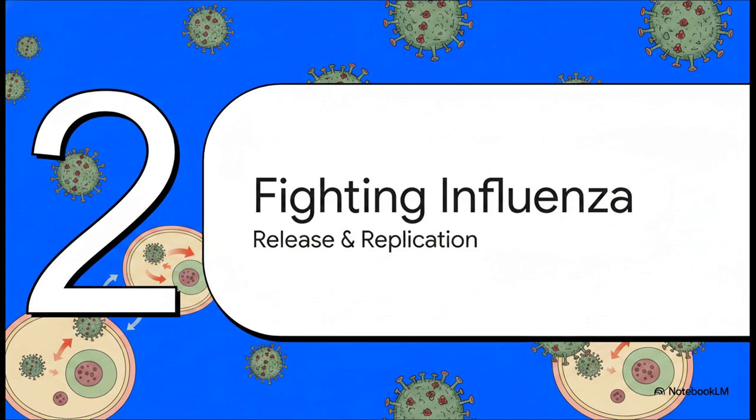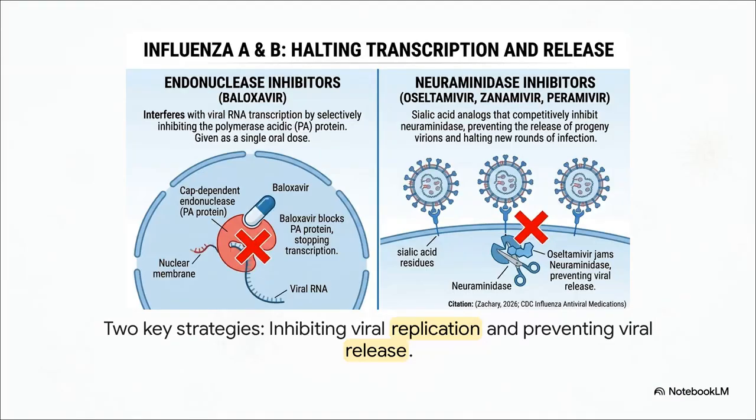First up, an old classic you're all going to see every single year: influenza. When we go after the flu, we have a two-pronged attack plan. We can either stop the virus from making copies of itself inside the cell, or we can prevent all the brand new viruses from breaking out and spreading to other cells. And this image lays out those two strategies perfectly.